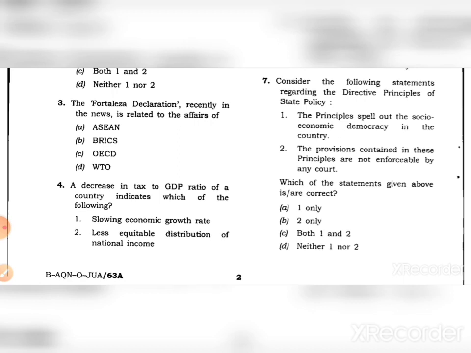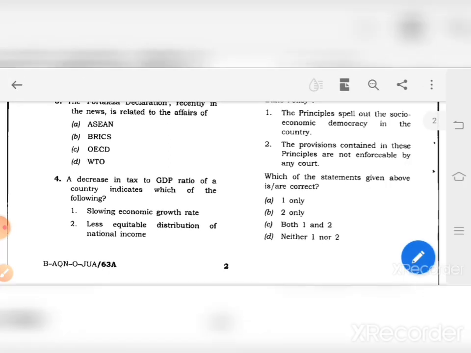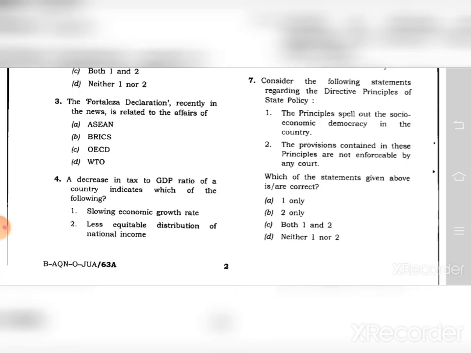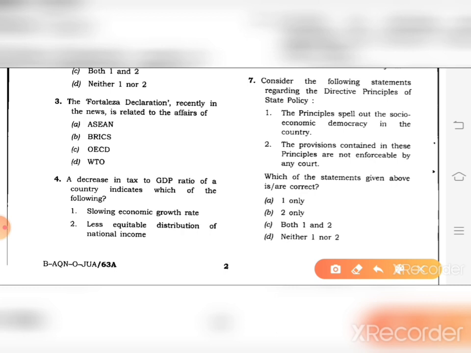Consider the following statements regarding the directive principles of state policy. Point number 1, the principles spell out the socio-economic democracy in the country. Point number 2, the provisions contained in these principles are not enforceable by any court. I even told you yesterday how to deal with these kinds of questions. When we have options like one only, two only, both one and two, neither one nor two, we have to be really careful. We can definitely solve it.